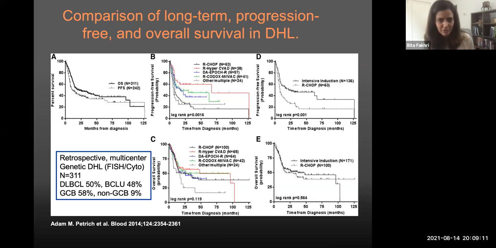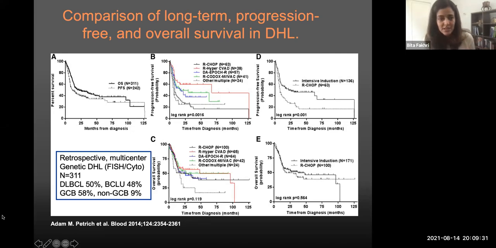What about double hit lymphoma patients? So we know that these patients do not do well with R-CHOP. Remember that curve, that DLBCL NOS 60%, double expressors 40% overall survival, and double hit lymphoma patients 20%. So what about other regimens? Let's see what we are gonna find.